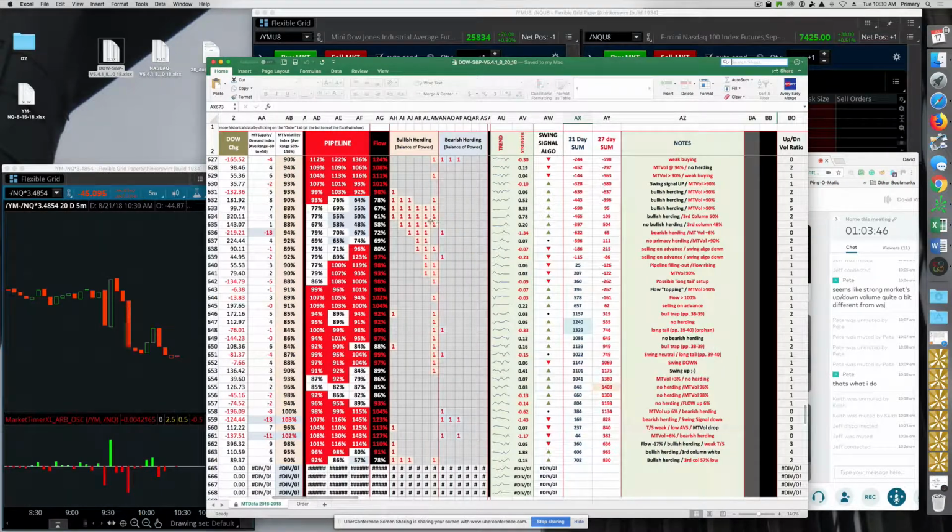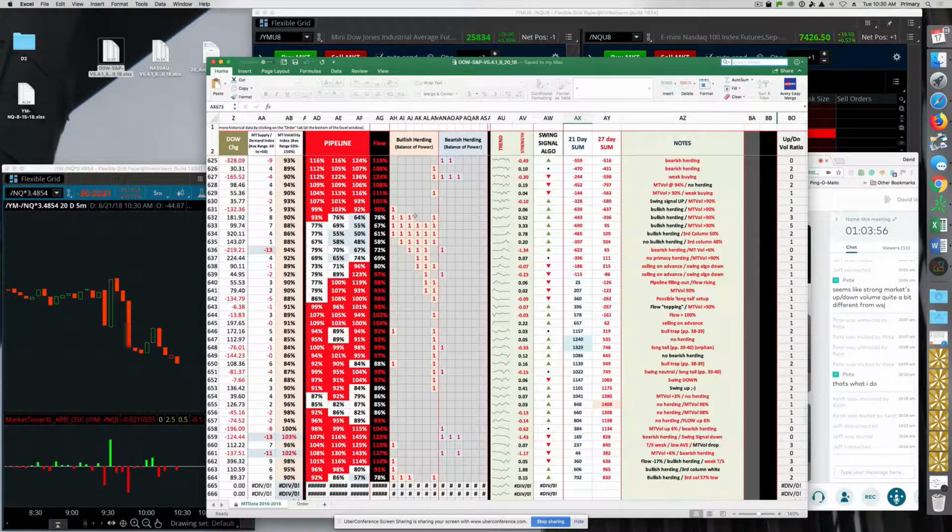And what they do is they measure the strength of the move. So if there's a really strong up move, you're going to have more of these columns filled. There's six columns across. The more columns that are filled, the greater the bullishness.